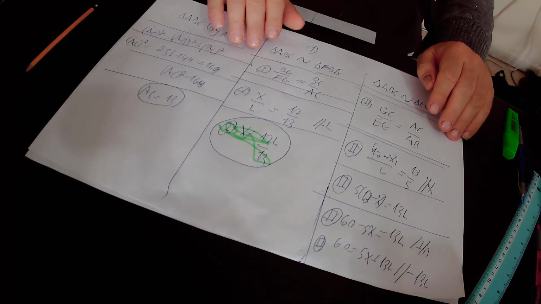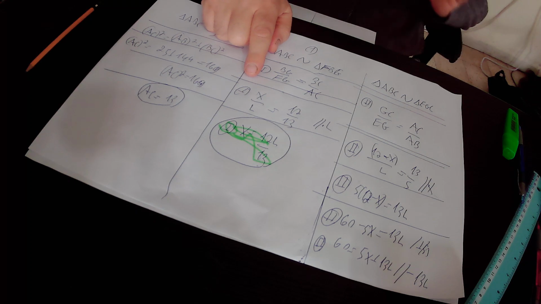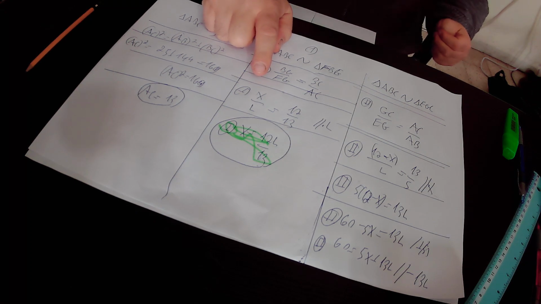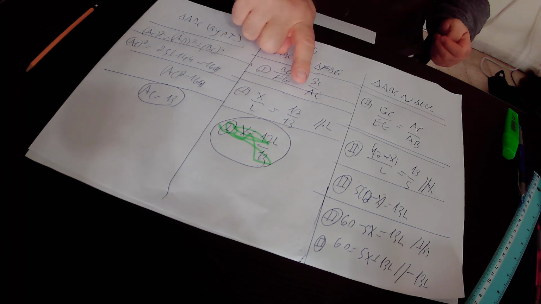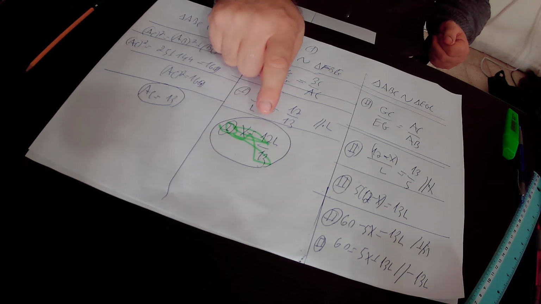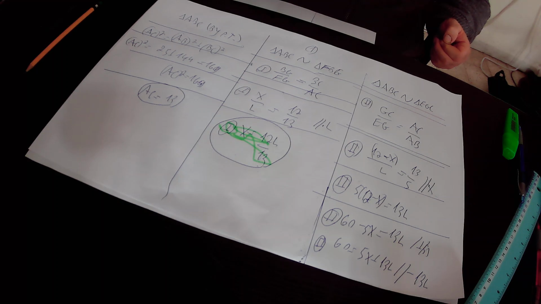In conclusion, according to equation 1, x over L equals 12 over 13. Here we multiply this equation by L and finally find that x equals 12L over 13. Okay, according to equation 1, x equals 12L over 13.